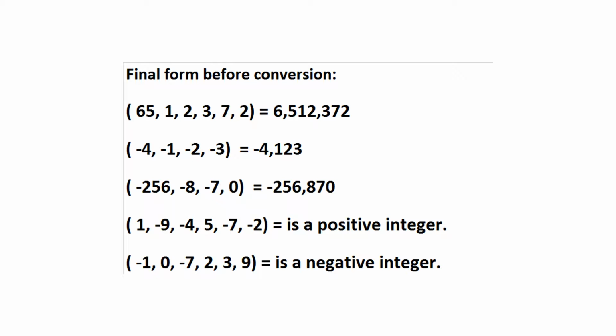Our next one, there's a negative 4, negative 1, negative 2, negative 3. You can pull the negative out. It's like factoring a negative. So it's negative 4,123.